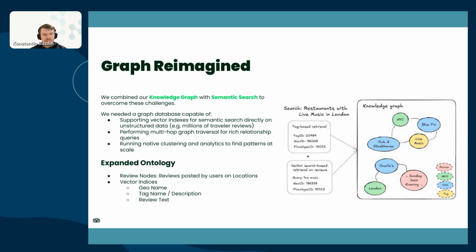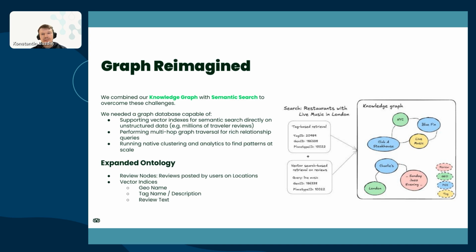So we took a look at our knowledge graph and enriched it with a few extra elements. First of all, we added reviews. Reviews are connected to POIs. These are provided by users, and they contain a lot of useful text. They're up to date. We have a steady flow of reviews, and they provide a great description of the POI. Together with reviews, we also added a few different vector indices for geo names, for tag names and descriptions, and for the review text.